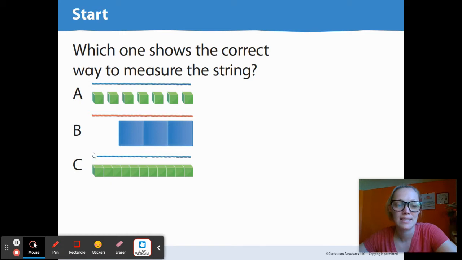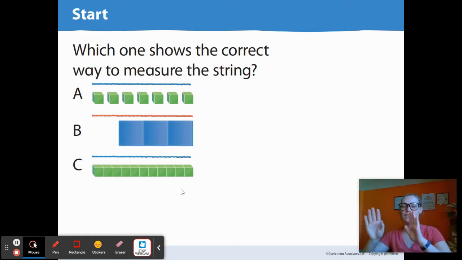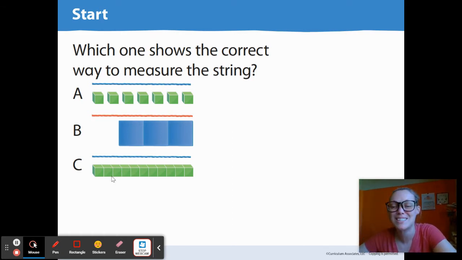This one is lined up on the starting line. It's also lined up on the ending line, and there's no spaces. They're all nicely put together. So C was the correct way to measure. Those were some of the other things that we learned about when we measure. We don't leave gaps and we don't overlap.